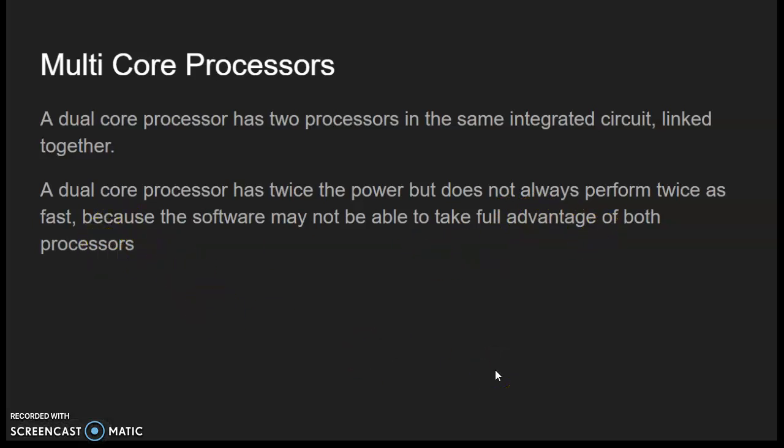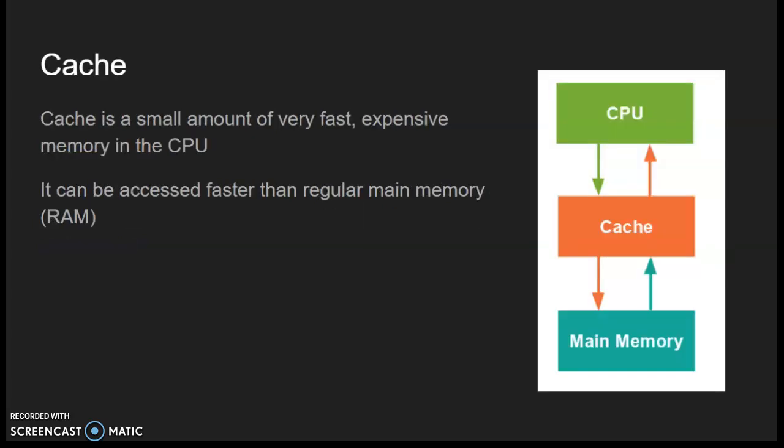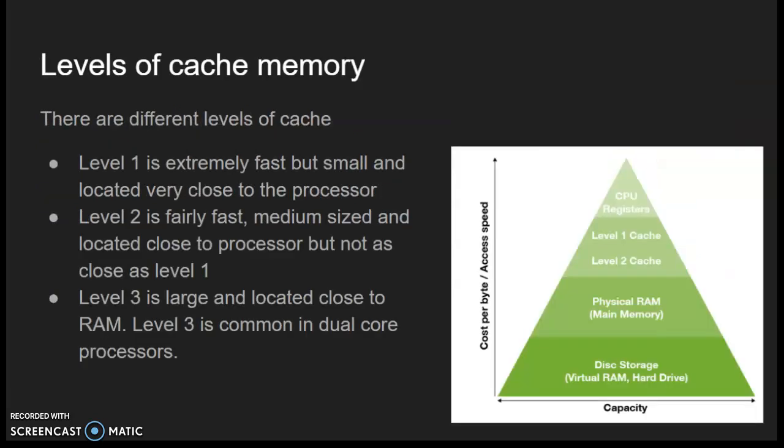And again, going back to your idea of buying the Sky TV package, you might have everything bought and paid for and available to use, but if you haven't got the telly to watch it on, you're not going to take full advantage of it. Cache is a small amount of very fast, expensive memory in the CPU, and this is built into the CPU. You can't add any more cache really, but it can be accessed faster than regular main memory. It's right there, it's instantaneous.